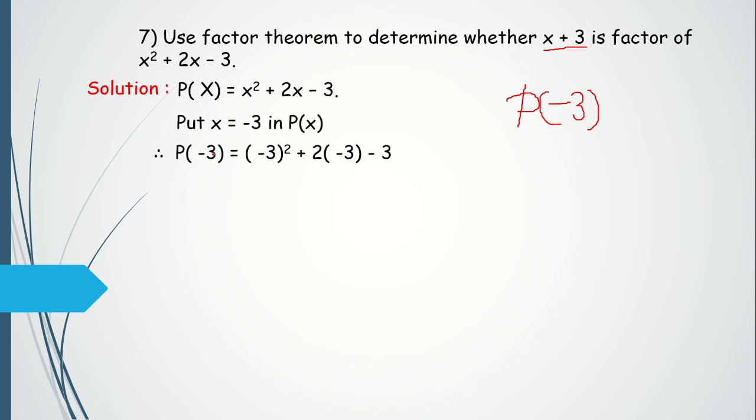So p of minus 3 is equal to, put minus 3 wherever there is x: minus 3 square plus 2 into minus 3, minus 3. 3 square is 9, 3 2s are 6. So that's going to be minus 6 minus 3. Minus 6 minus 3 is minus 9. So 9 minus 9 is going to be 0. So p of minus 3 is 0, we got.